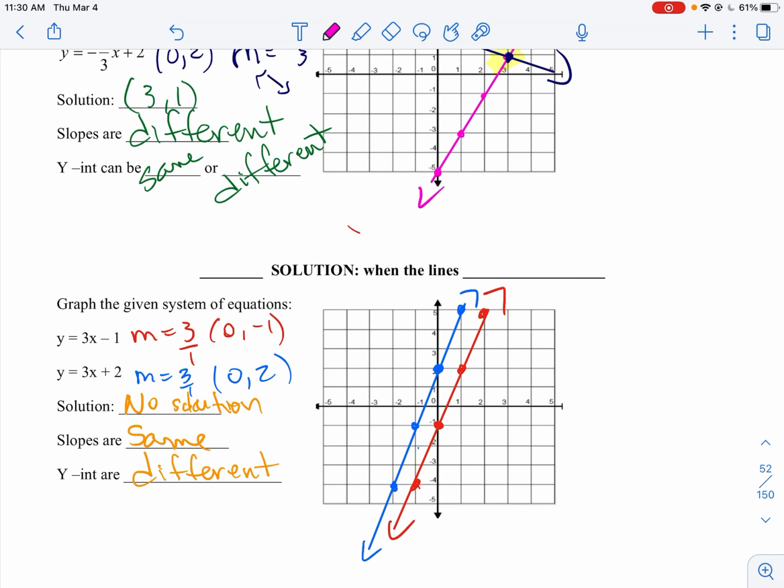Did I fill in this thing up here? No, I forgot to fill in this one. There's no solution when the lines are parallel. Oh, I just spelled parallel wrong. Sorry about that, guys.